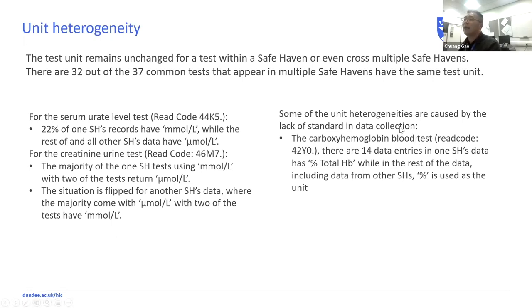When it comes to the unit, heterogeneity can be caused by the lack of standards in data collection as well. So this is an example here. For these laboratory tests, there are 40 data entries in the safe havens data that have this as a unit. And obviously we can see this "total HB" is just trying to provide more information. The unit for this test should be only 100%, which is the case for the rest of the data, including data for the other safe havens.